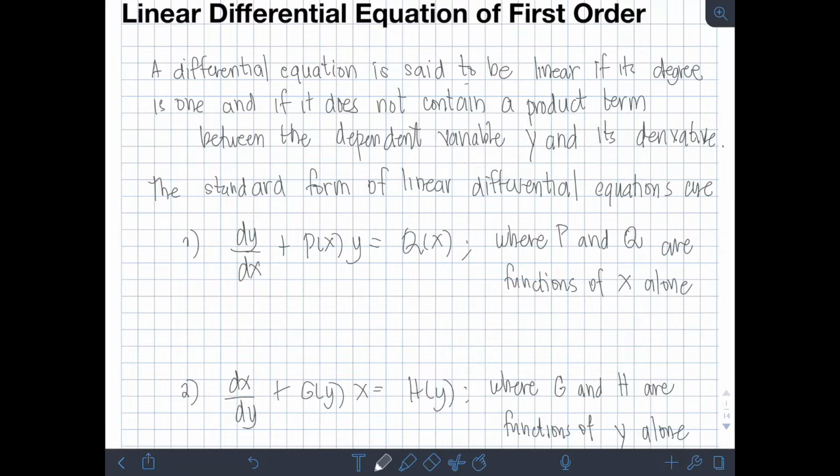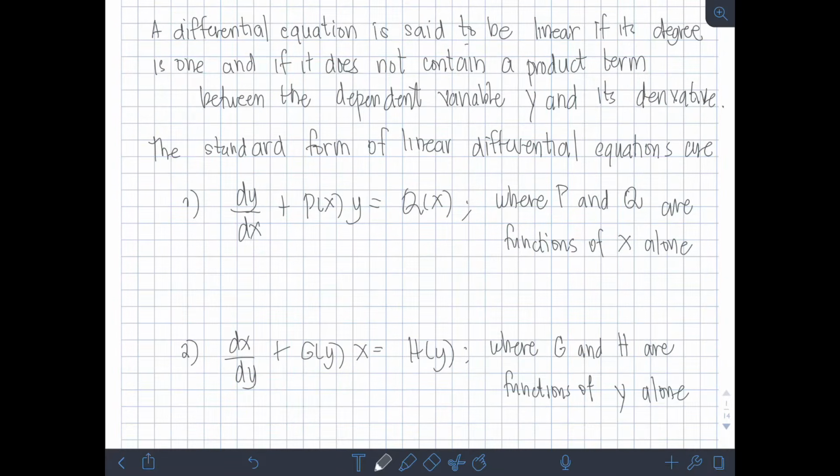Now, meron din tayong another form for linear differential equation. This time, yung dependent variable naman natin ay x at yung independent variable natin ay y. So, pwede ring maging dx over dy plus g of y times x is equal to h of y, where g and h are functions of y alone.